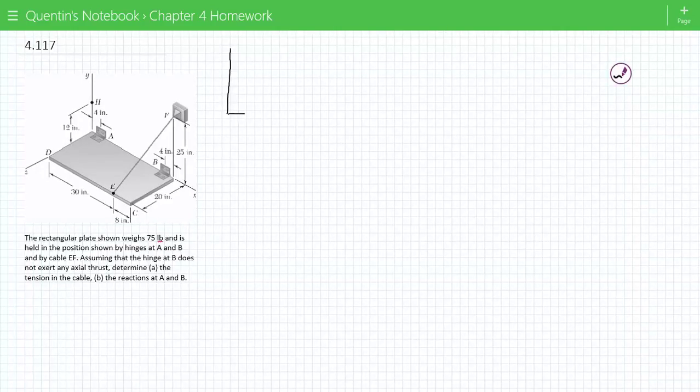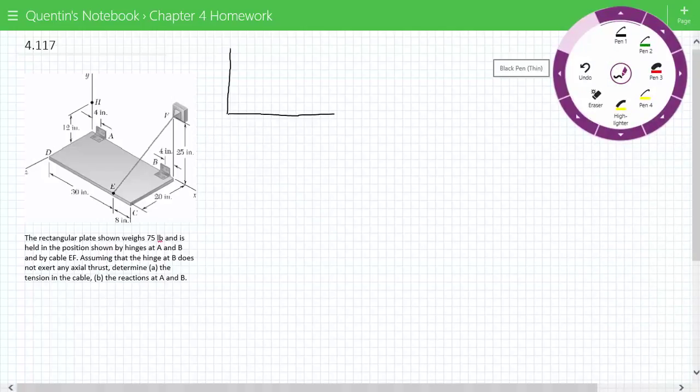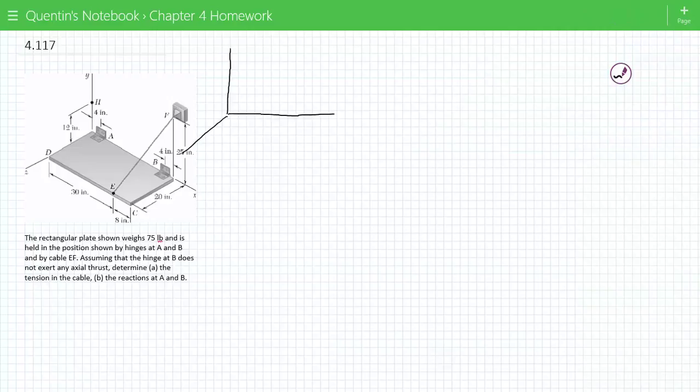I like doing them like this. The book does them consistently the other way. I struggle to do it at that angle, so I'm going to draw it like this because it just makes more sense to me. So you have a plate here. Here in the middle you have a weight of 75 pounds. Here at A you have forces AY, AX, and AZ.